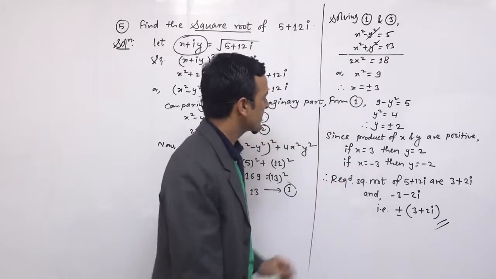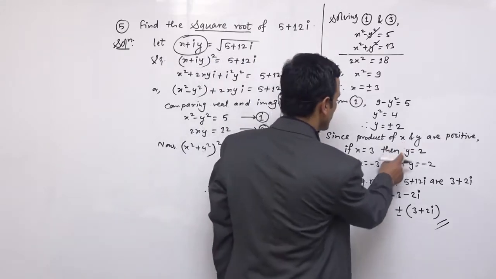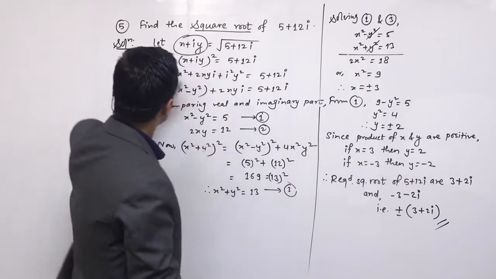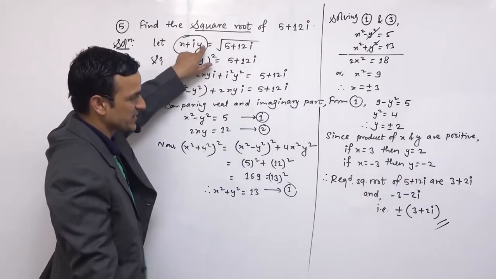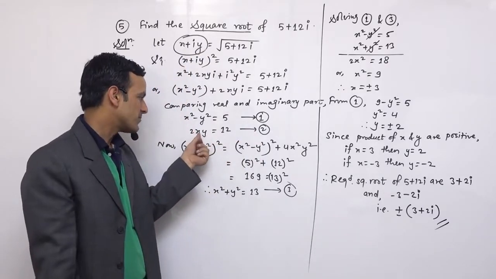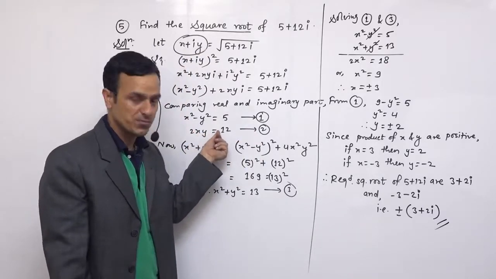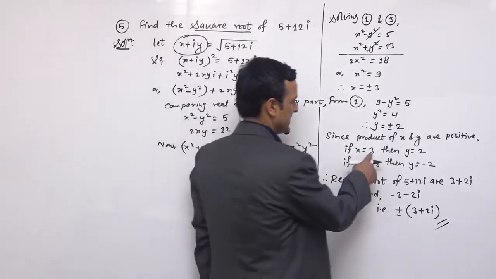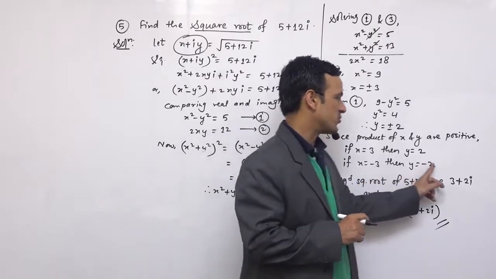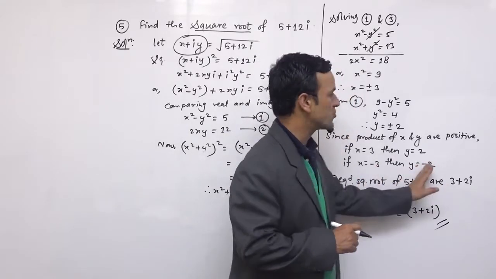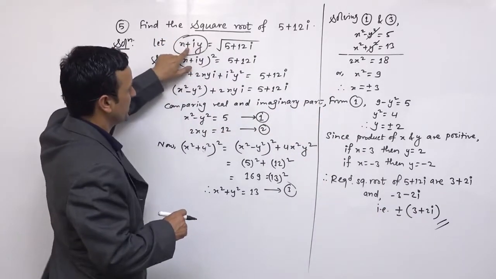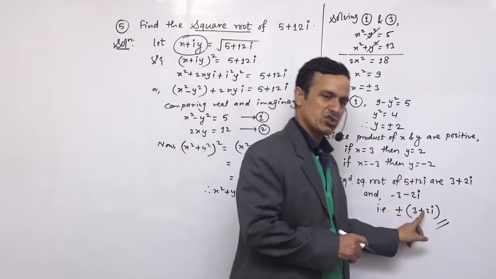Then here is the reason why x is positive and y is positive. From equation 2 we can see the product of x and y is always positive, that's why if it is plus then it will be plus, if this is minus then it will be minus, because minus into minus is plus. So in this way when we put the value of x and y over here then we get this term.